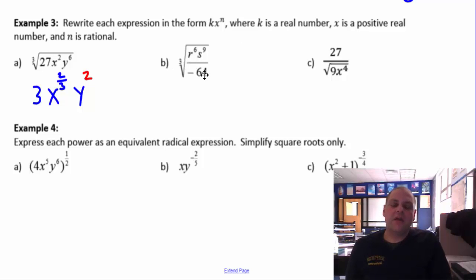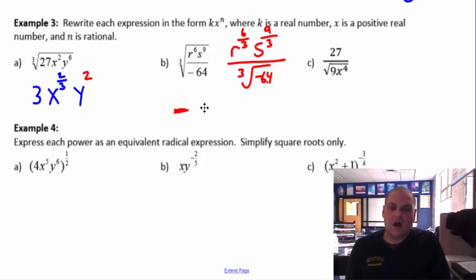So there we go. Here, cubic root of everything, so we're going to do cubic root of r to the 6, so that's going to be r to the 6/3, s to the 9/3, over, we could do -64 to the 1/3, but that's just cubic root. I'm going to leave it just because I know I can take the cubic root of -64. That's going to be just -4. So I'm going to have negative r to the second, 6/3, s to the 9/3 is 3, over 4.